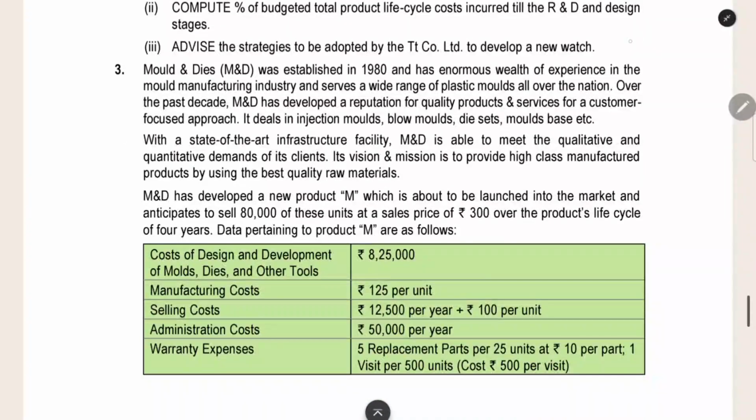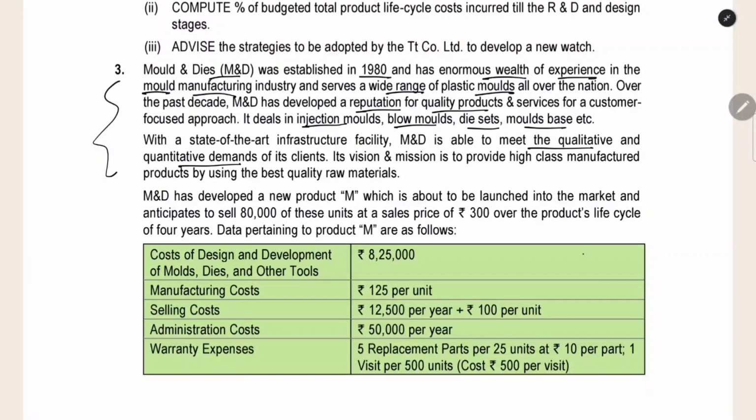Now, we can read the next third question. The company was established in 1980 and has an enormous wealth of experience in the manufacturing industry, mold manufacturing industry. It is selling a wide range of plastic molds. Over the past decade, the company has developed a reputation for quality products. Now, it deals in injection molds, blow molds, die sets, mold waste. These are the products of the company. With a state-of-the-art infrastructure facility, the company is able to meet the qualitative and quantitative demands of the clients. The vision and mission is to provide high-class manufactured products using the best quality raw material. These are all not important for us.